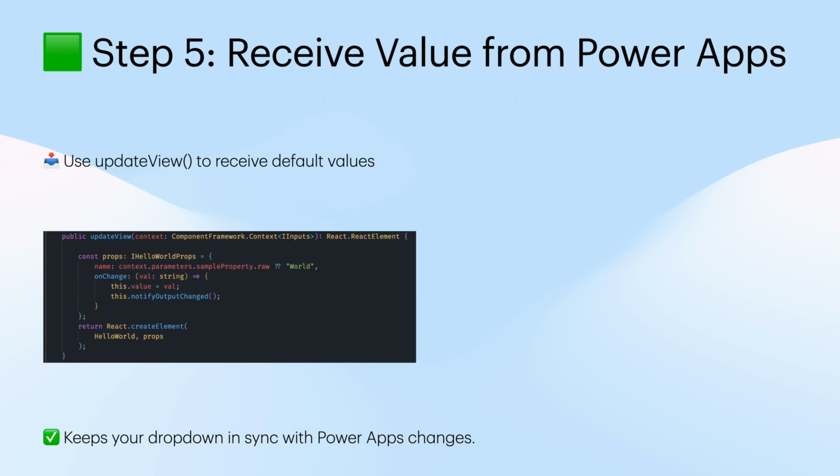But it's not just one way. We also need to receive values from Power Apps. That's where updateView comes in. Every time the app sends data to the control, this function gets triggered. Here, we update our state and pass the latest prop into our React component. This keeps our dropdown in sync.